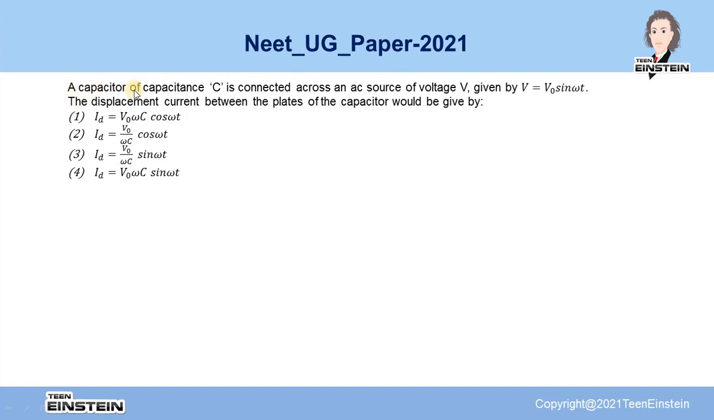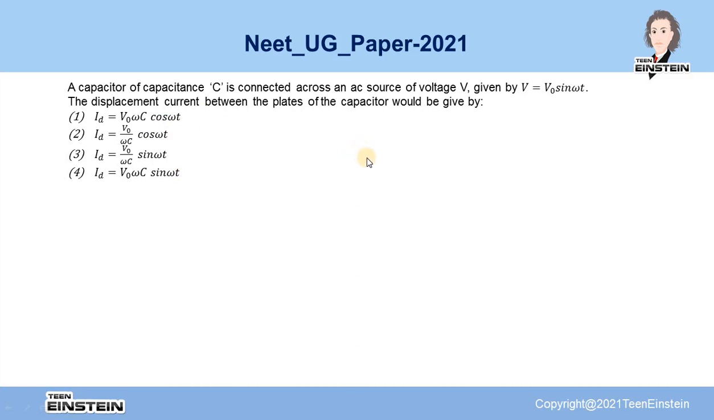Here is the problem. The problem says a capacitor of capacitance C is connected across an AC source of voltage V, and that is given by V is equal to V0 sine omega t. The displacement current between the plates of the capacitor would be given by one out of these four options given here. You have to find out which one out of these four is the correct option.